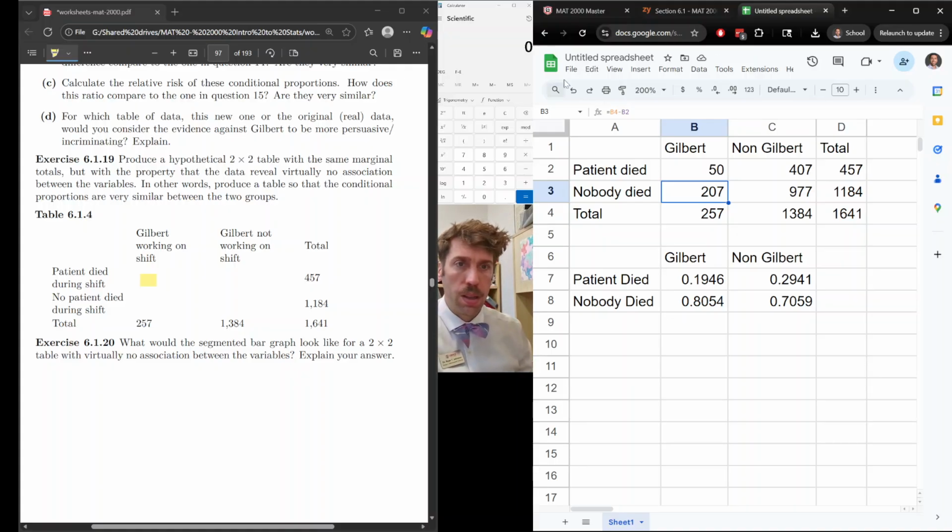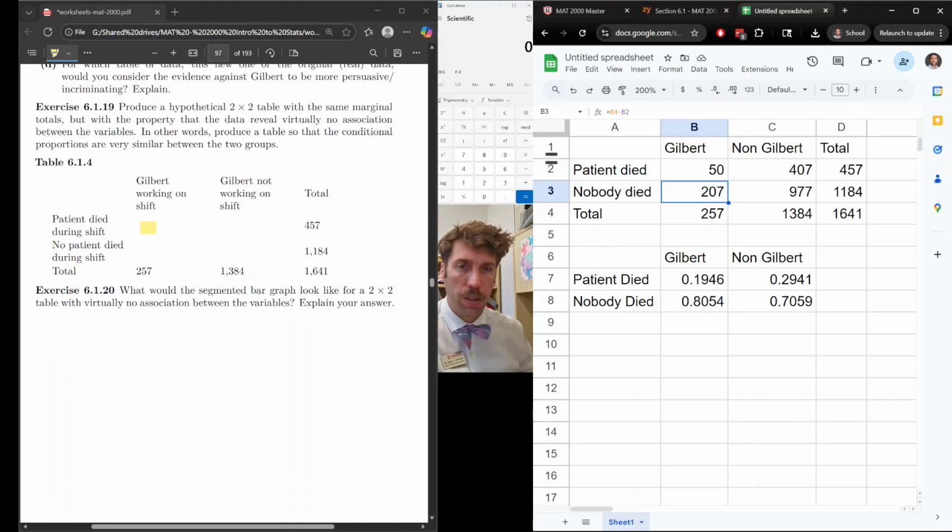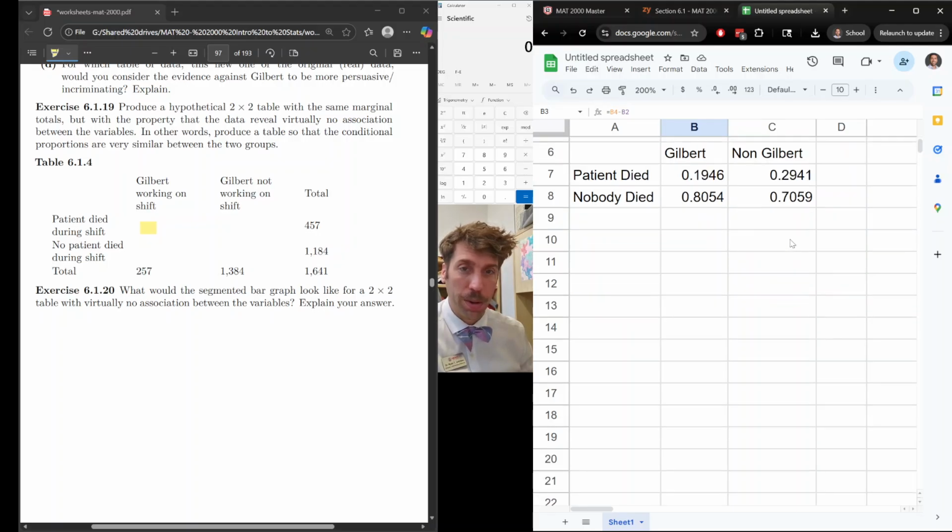And then what would the segmented bar graph look like for the 2x2 table with virtually no association? So once you've found those numbers, go ahead and make the segmented bar graph for it. And that completes section 6.1.